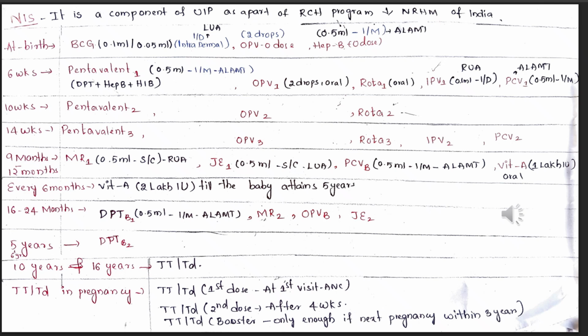After 6, 10, 14 weeks, we will give vaccines at 9 to 12 months of age. At 9 to 12 months of age, the vaccine we will give is MR or MMR. MR means measles and rubella. MMR means measles, mumps, rubella. So it is protective against measles and rubella.